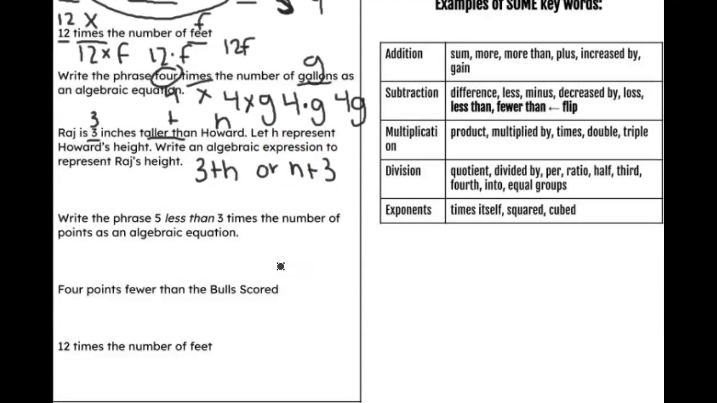We have several more. Write the phrase 5 less than, would be subtraction, 3 times the number of points. I'm going to use P. So because this was all together, we're moving it to the front because less than and fewer than means we're flipping it. So instead of writing 3 times P, I'm going to do 3 with P right next to it because a letter and a number next to each other means multiplication. So 3P minus 5. And so that was a 2-step problem because there's multiplication and subtraction in it.